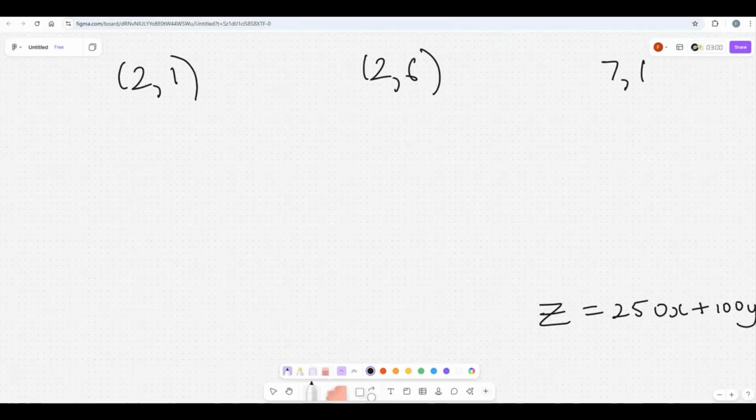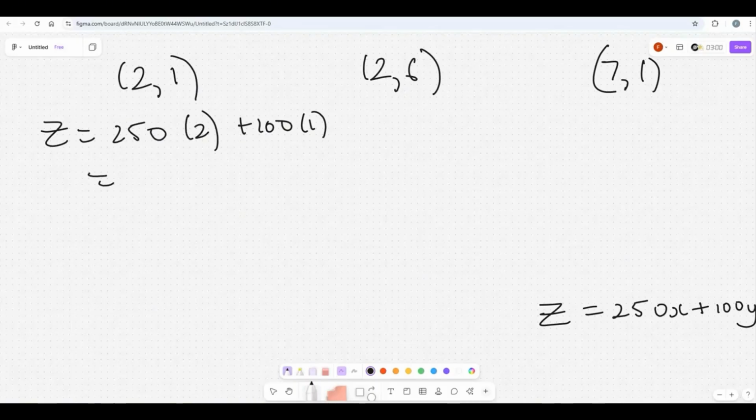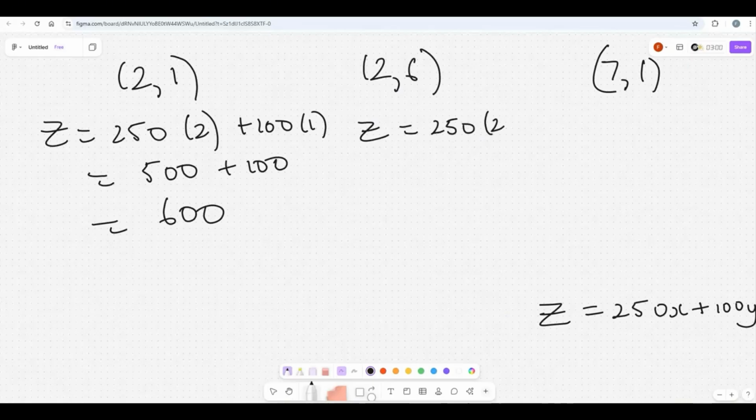I need to substitute each of these points into my objective function. So as I substitute each of these points, I would get the total number of calories for each option.